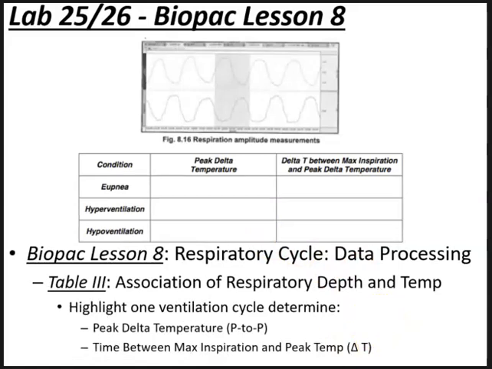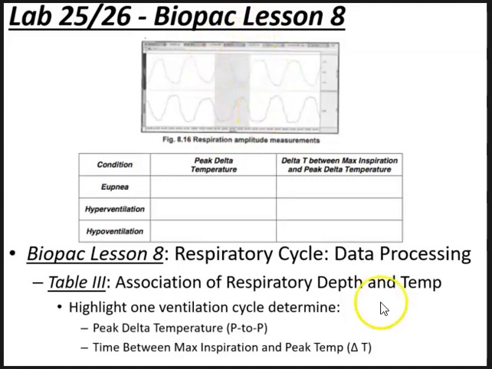So then we want to measure, on a representative respiratory cycle for each condition, the peak delta change. Delta, of course, is the Greek symbol for change, so we see delta T, or change in temperature. We want to measure the delta T between max inspiration and the peak delta temperature during eupnea, hyperventilation, and hypoventilation. So again, we want to highlight one ventilation cycle to determine peak delta temperature, so peak to peak, and then the time between max inspiration and peak temperature, delta T.